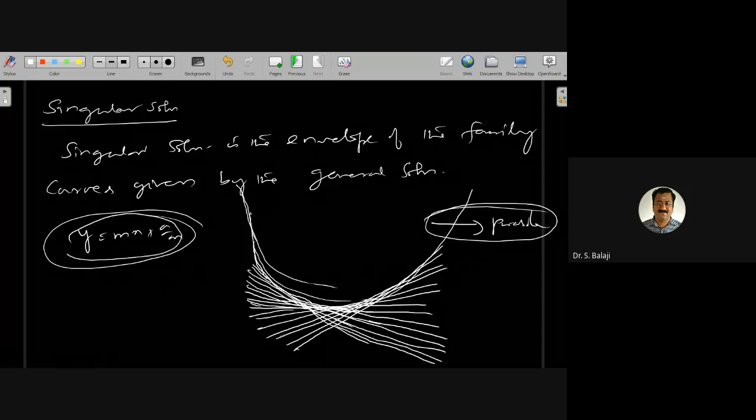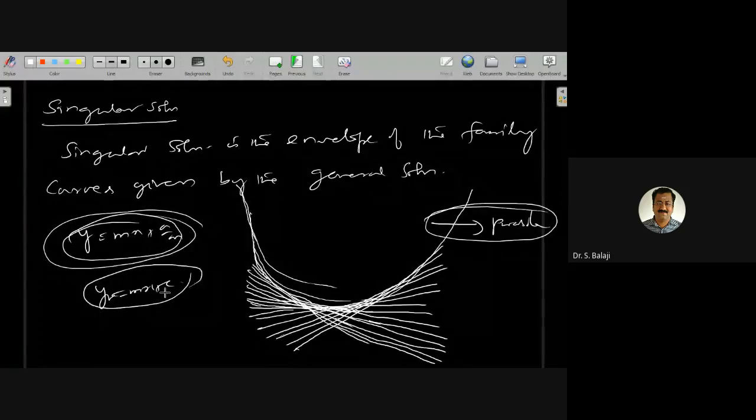This is nothing but a general solution. Not only y equal to mx plus c, but also ax plus b, or so on. For different values of a or m, you can get many curves from the general solution.